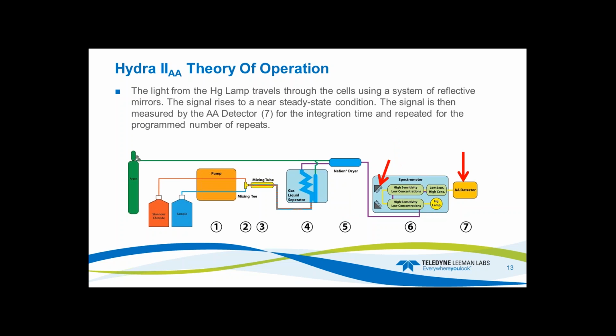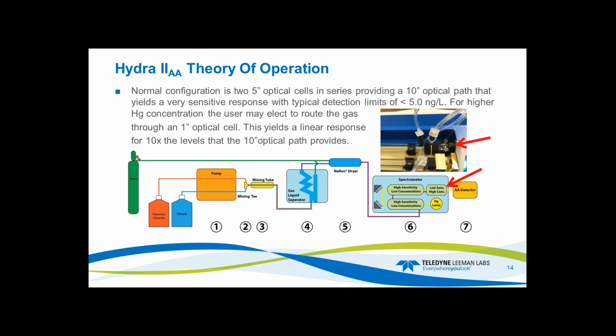So the light from the lamp travels through the bottom cell, and then it's mirrored up to the top cell. This is how we achieve a 10-inch optical path. Then the signal is measured by the detector for integration time and the repeats of the number of programmed integrations for each sample.